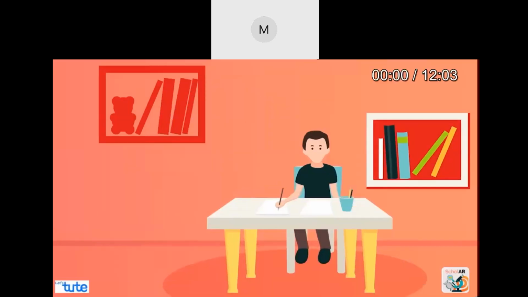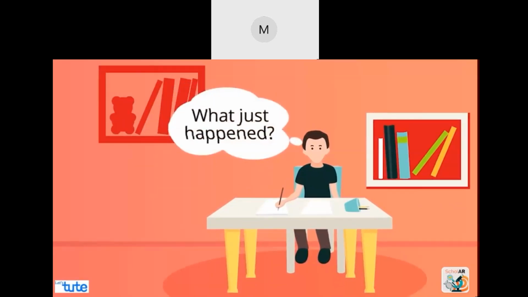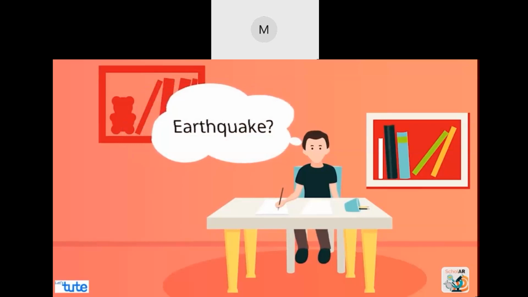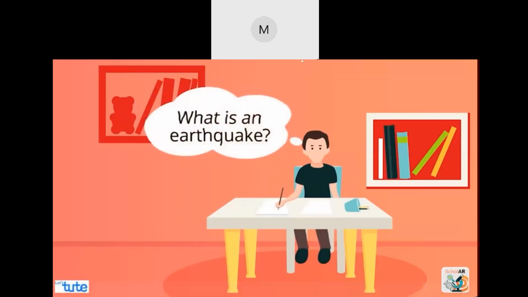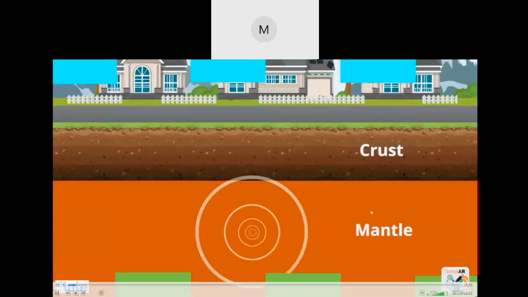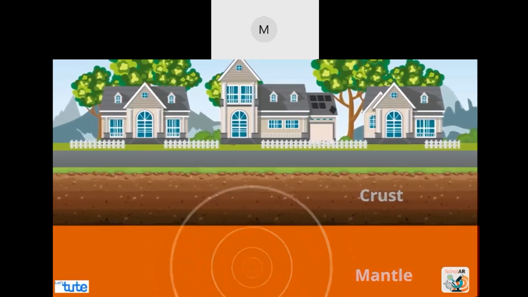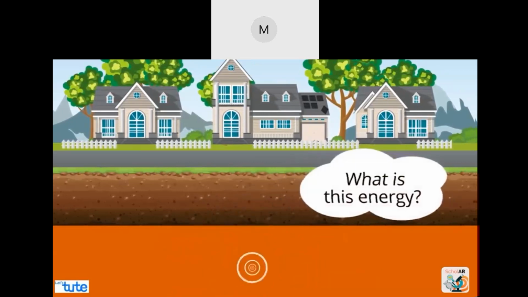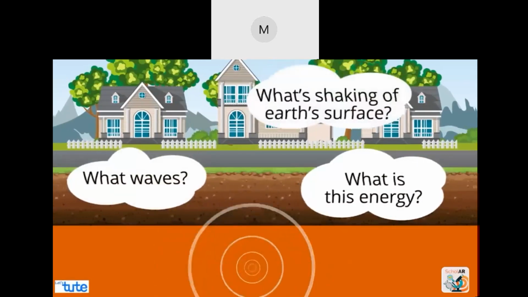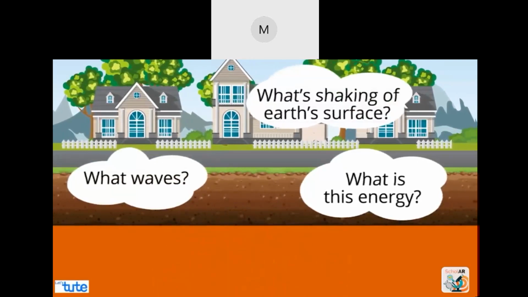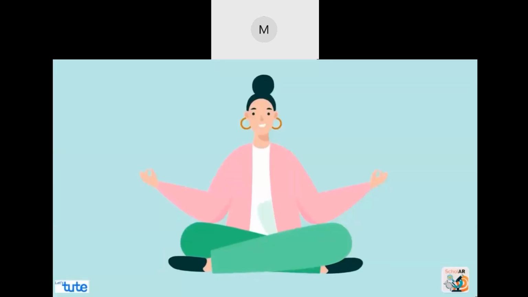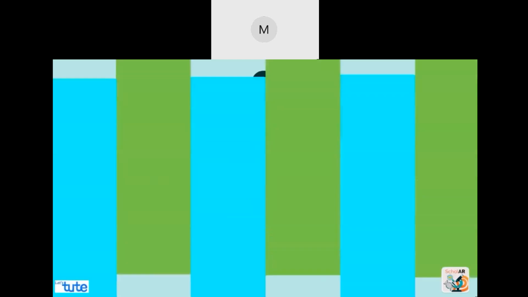What just happened? Did we just experience an earthquake? But why does this happen? And what exactly is an earthquake? Earthquakes are caused by the release of energy that generates waves which travel in all directions, causing the shaking of Earth's surface. What exactly is this energy? What waves? What's shaking of Earth's surface? This is so complicated. Well, calm down. Let me explain everything in a simple and detailed manner.